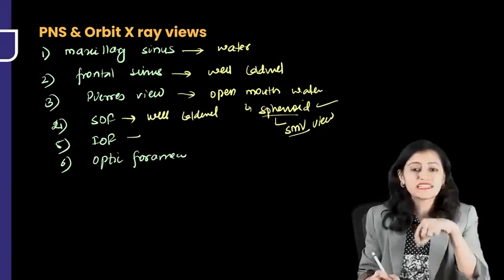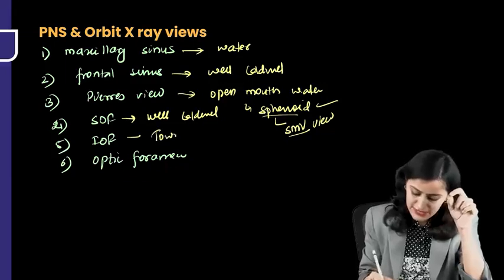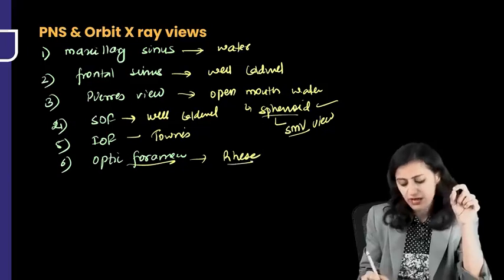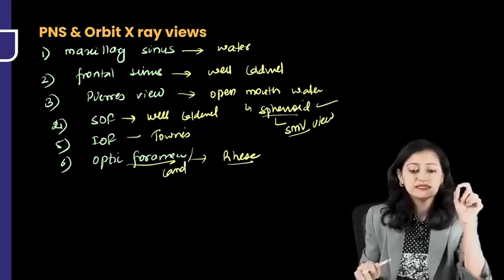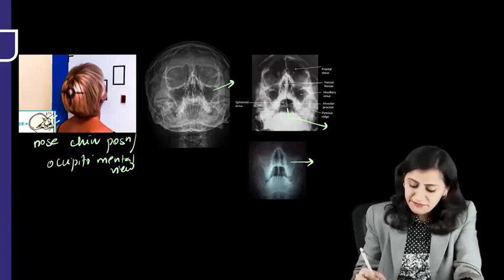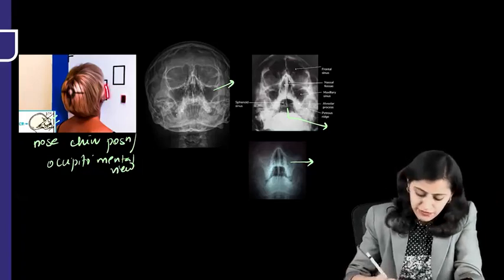Inferior orbital fissure, down is Towne's, so that is Towne's view. Through the foramen, see Rhese's: optic foramen or optic canal is Rhese's view. So that is about the X-ray views here. Now identifying the images, what X-ray view are we doing here?